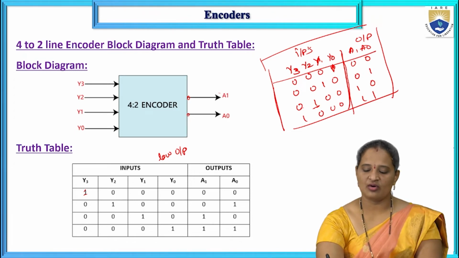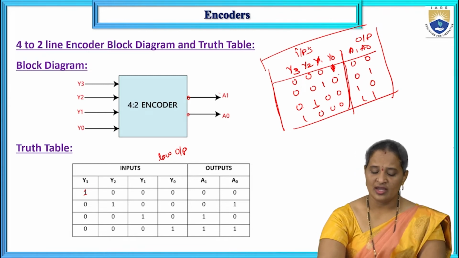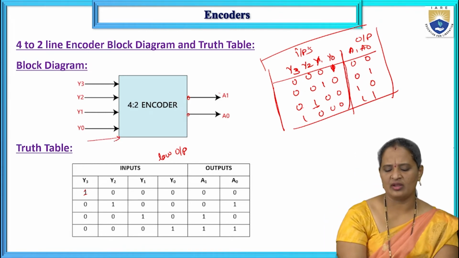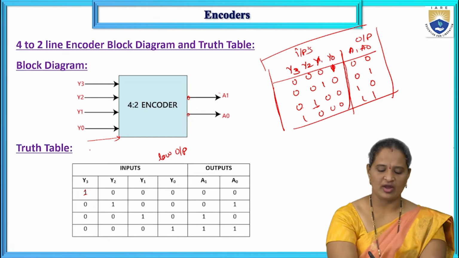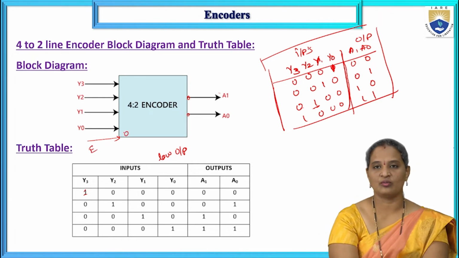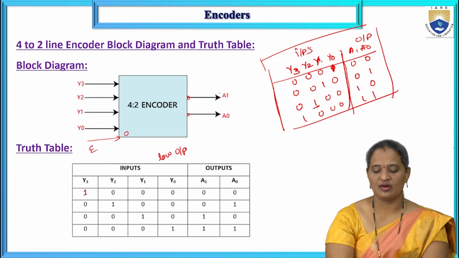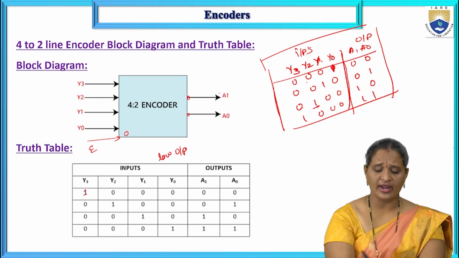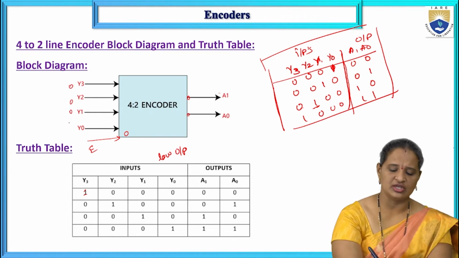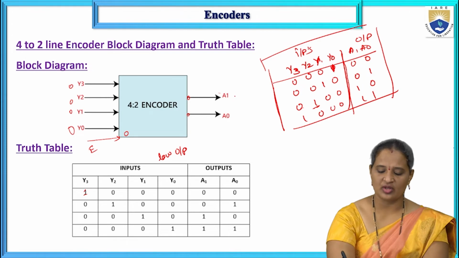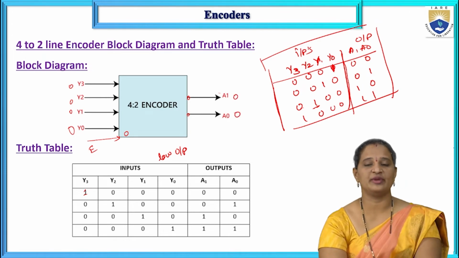At any instant of time, only one input is considered to be 1. Here we can also have an enable input for this one. This is an optional one. If the enable input is 0, what happens? Or else if all the inputs are 0, then what should be the output? Then also the output should be 0, 0.